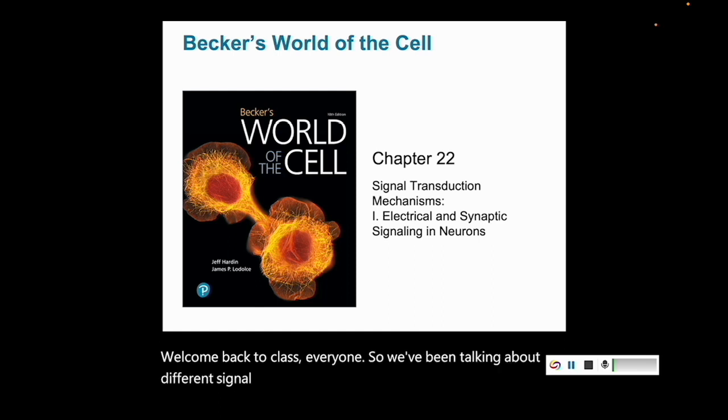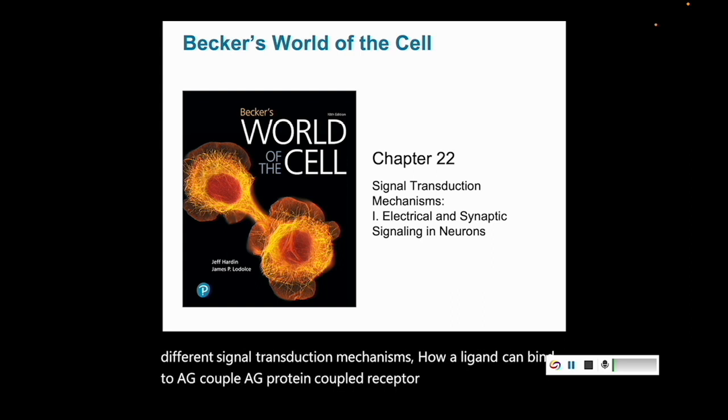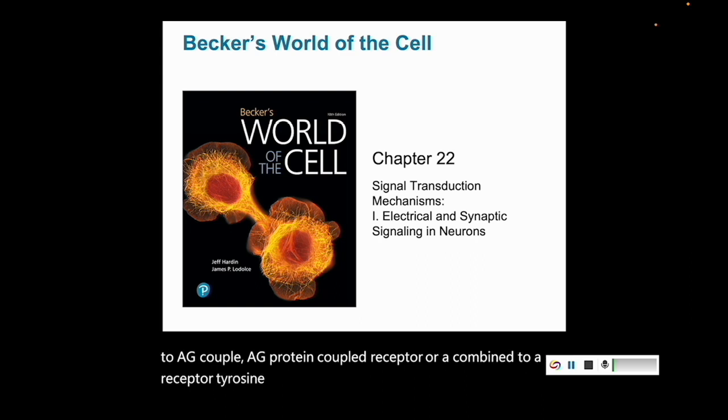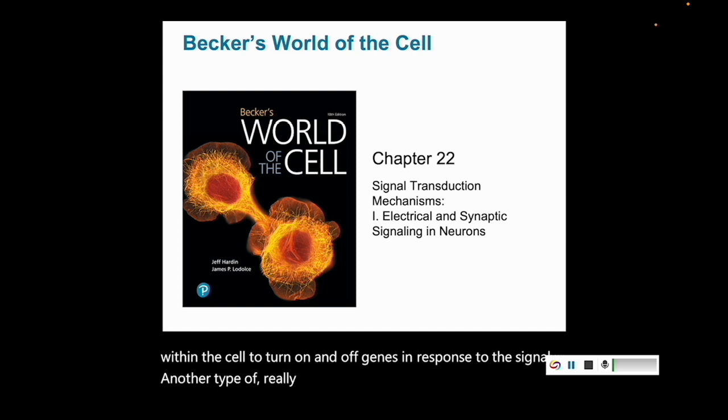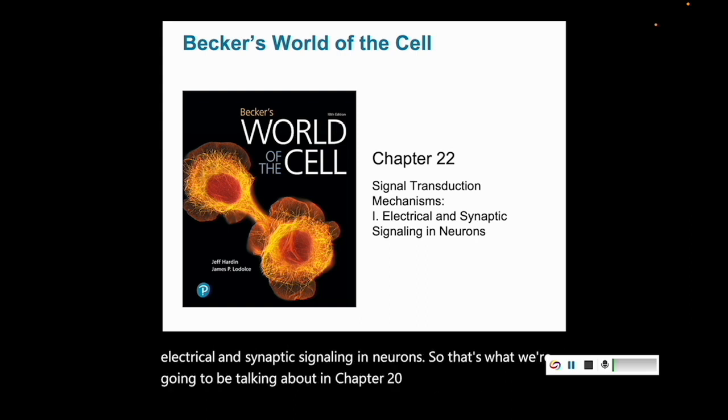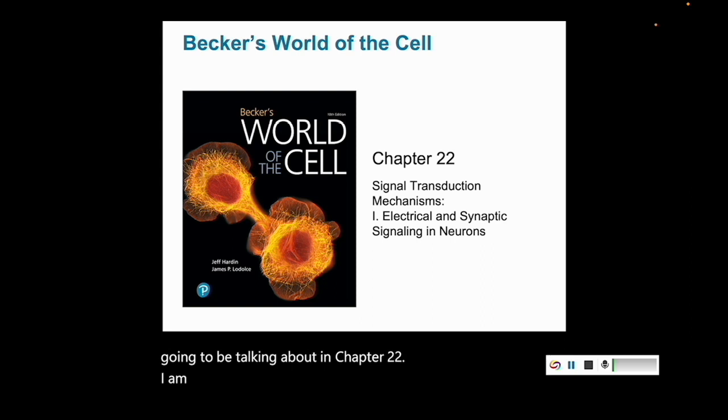So we've been talking about different signal transduction pathways and mechanisms, how a ligand can bind to a G-coupled receptor or bind to a receptor tyrosine kinase, and how that can trigger cells and the messengers within the cell to turn on and off genes in response to the signal. Another type of really important signaling that happens is electrical and synaptic signaling in neurons. So that's what we're going to be talking about in chapter 22.